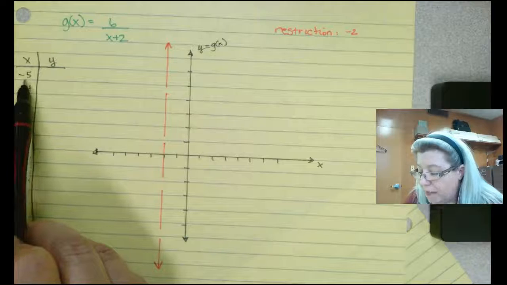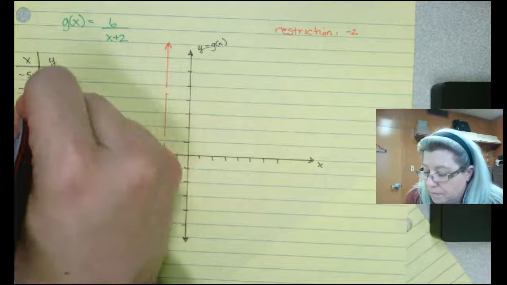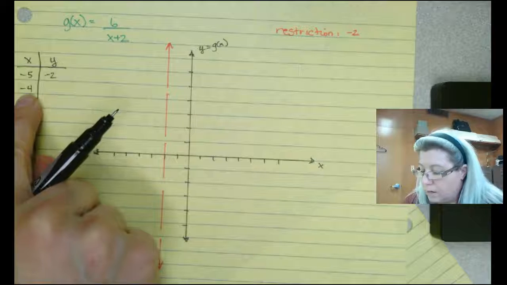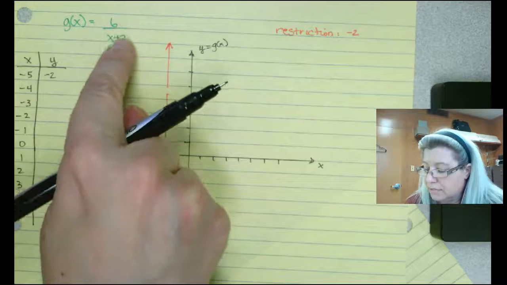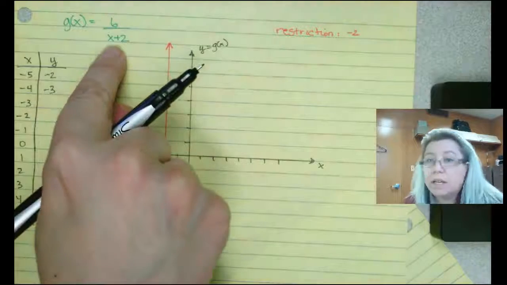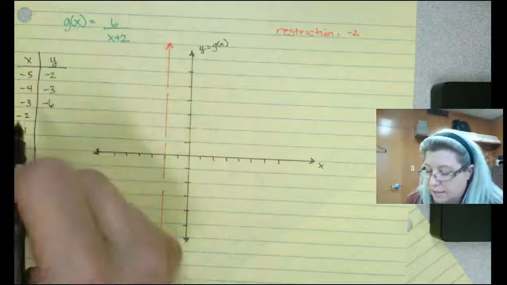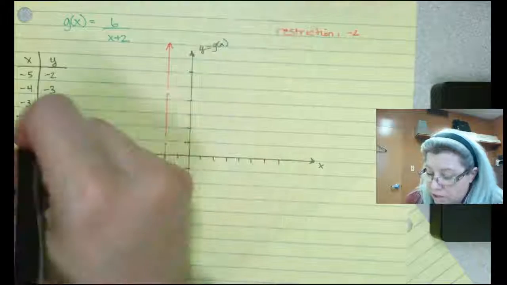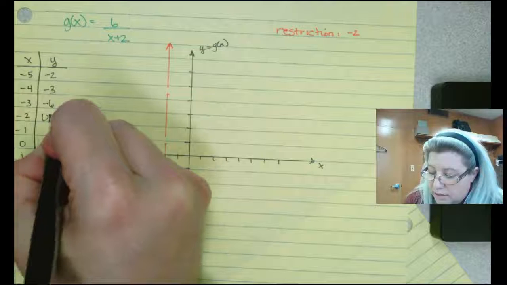When x is negative 5, I get negative 5 plus 2 is negative 3. 6 divided by negative 3 is negative 2. All right, when x is negative 4, negative 4 plus 2 is negative 2. 6 divided by negative 2 is negative 3. Negative 3 plus 2 is negative 1. 6 divided by negative 1 is negative 6. Negative 2. Negative 2 plus 2 is 0. That's my restriction. Undefined. Oops, undefined.